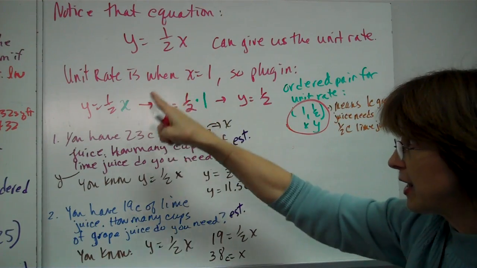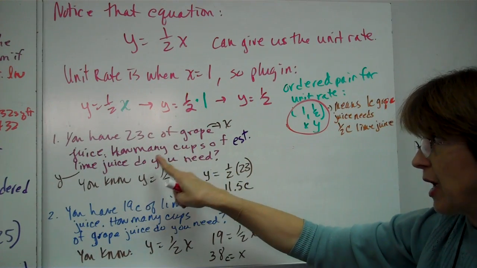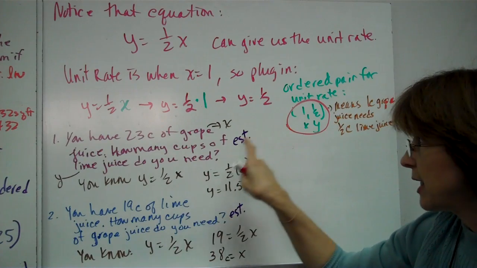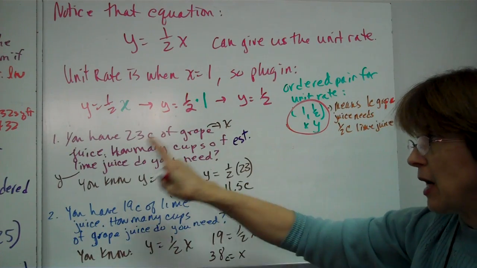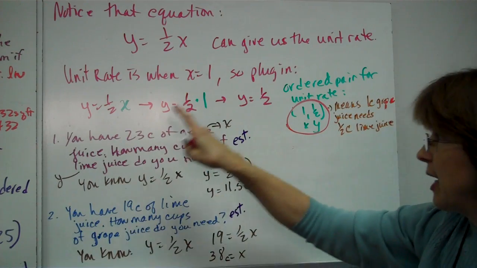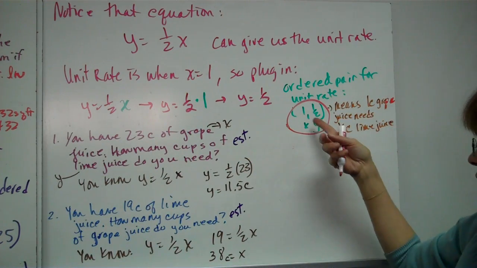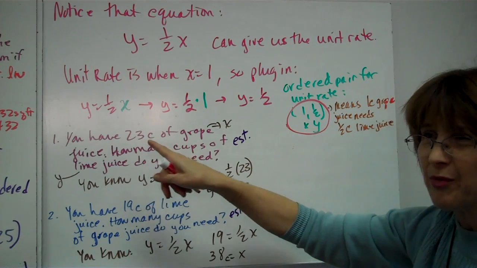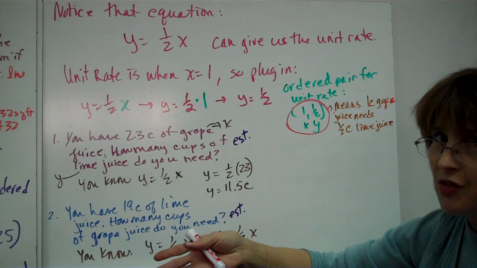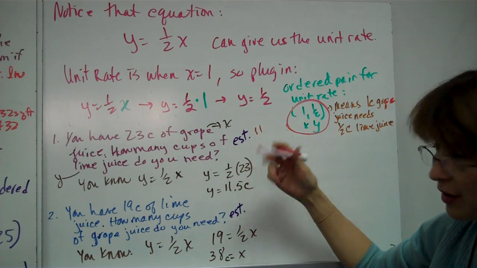Based on that, because we know that's always true, supposing you have 23 cups of grape juice, how many cups of lime juice would you need? Well, let's estimate first. If I know my grape juice is my x, my lime juice is my y, I know that I need a bunch of grape juice. I need really twice as much grape juice or half as much lime juice. So if I have 23 cups of grape juice, I only need about half of that much for lime. So it's going to be about half of 23, which is about 11, or 10.